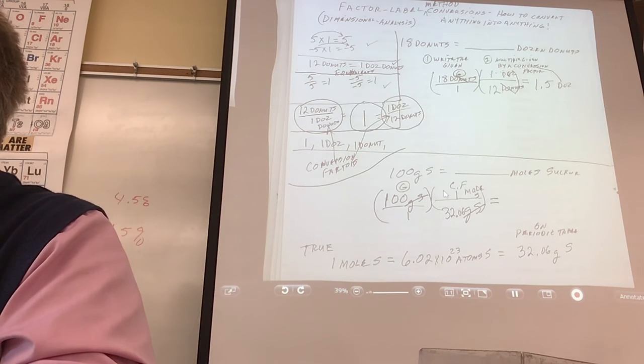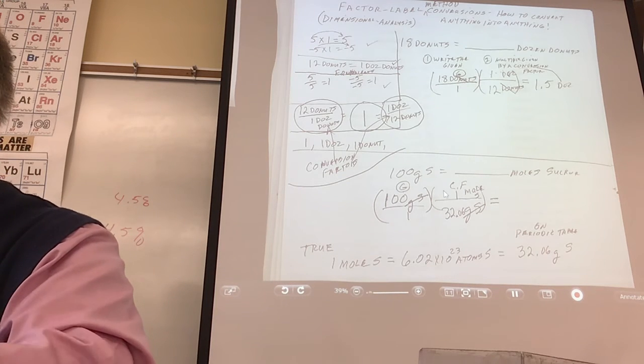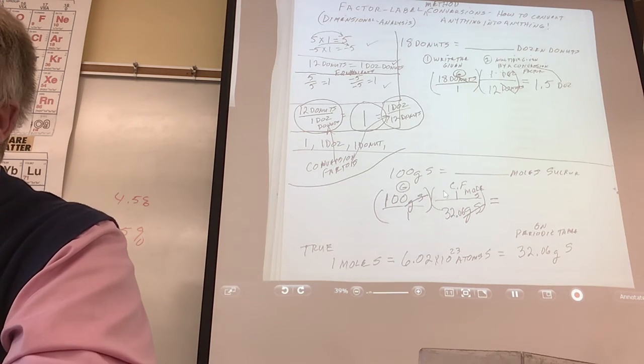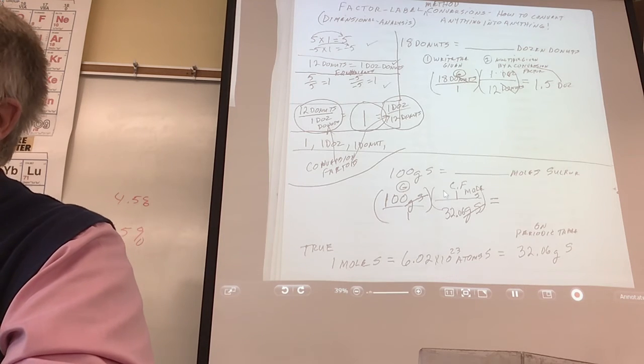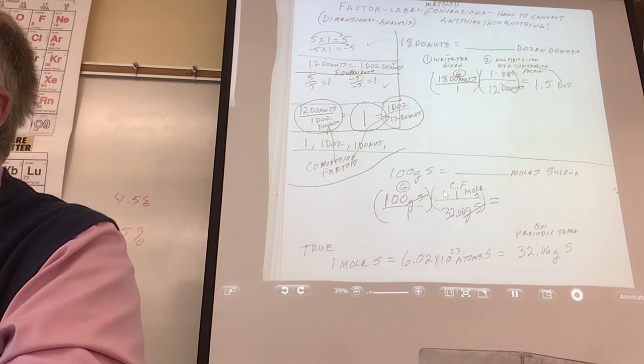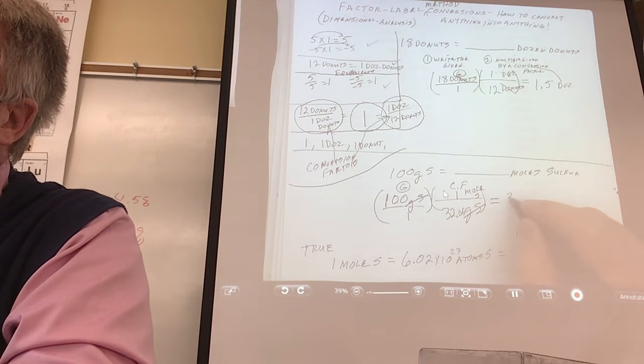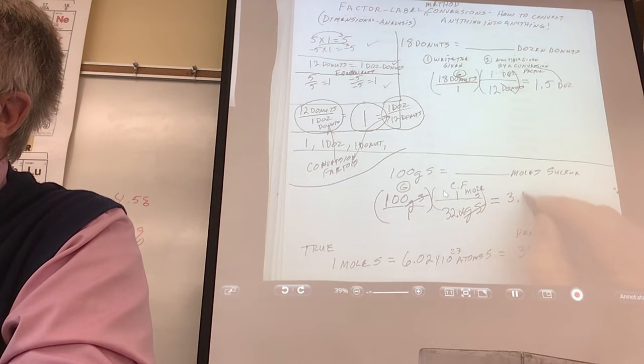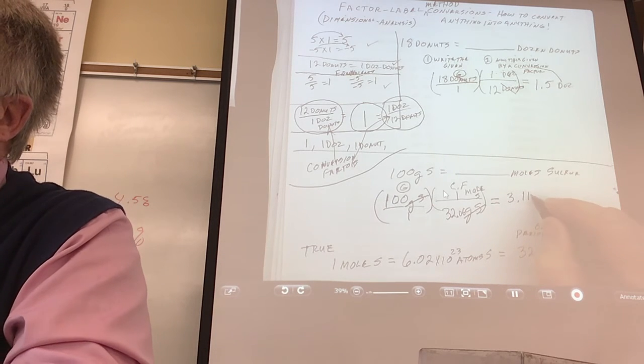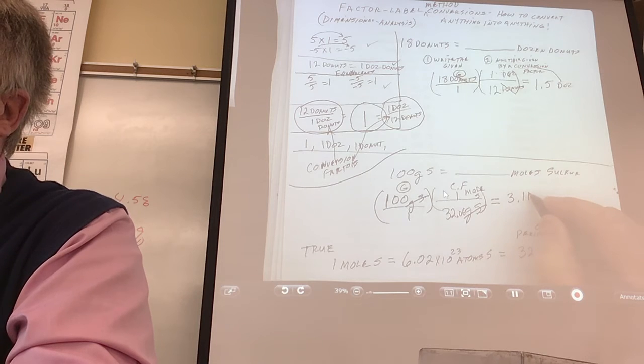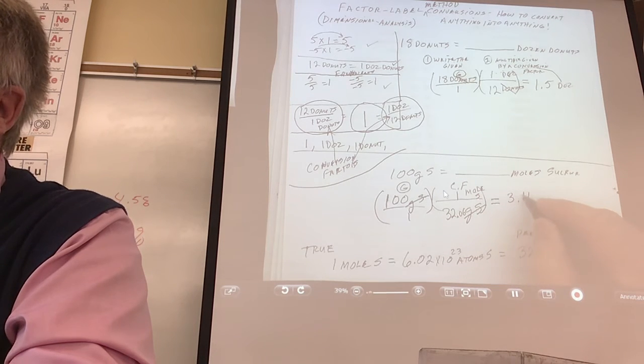Have you done the problem? You got it? Okay. Now I just made this problem up, so I don't know what the answer is, but it's going to be something about 3 point something, isn't it? What is it? 3 point what? 3.119? Okay. I like to round to 3 sig fig, so 3.12. That would be if we round.